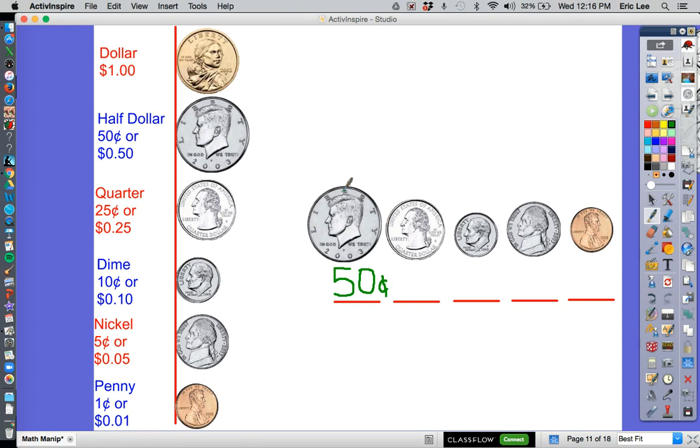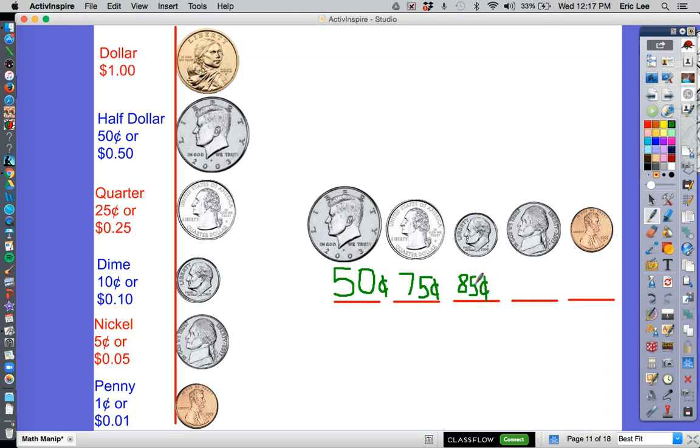Now I'm going to add to my 50 cents my next greatest coin. So I'm going to go 50 plus 25 cents for my quarter. So 50 cents plus 25 cents, that's 75 cents. So 50 plus 25 is 75 cents. Perfect. I'm getting pretty good at writing with the mouse, don't you think? Then I'm going to add 75 cents is what I have here. I'm going to add my next greatest coin. So it's going to be 75 cents plus 10 more. 75 plus 10 is 85 cents. So I'm going to write 85 cents under that dime because that's how much money I have so far.